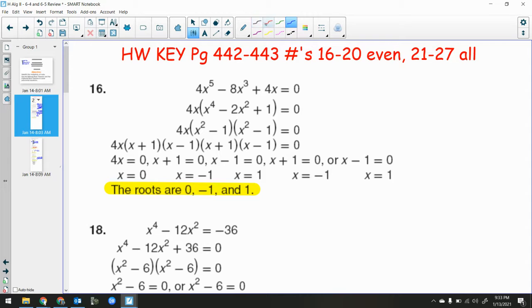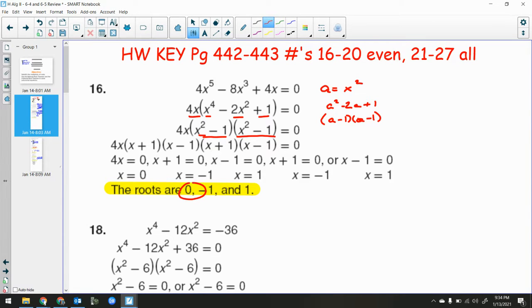All right, so let's start to go over the homework. It's 16 to 20 even and 21 to 27 all. So for 16 here, notice that you remove the 4x as GCF, and then we're left with x to the fourth minus 2x squared plus 1. Remember, I would say maybe introduce an a as an x squared. So that would be left with a squared minus 2a plus 1, and then that's a little bit easier to factor. (a minus 1)(a minus 1), which is (x squared minus 1)(x squared minus 1), which both of those are difference of squares. So you get (x plus 1)(x minus 1)(x plus 1)(x minus 1).